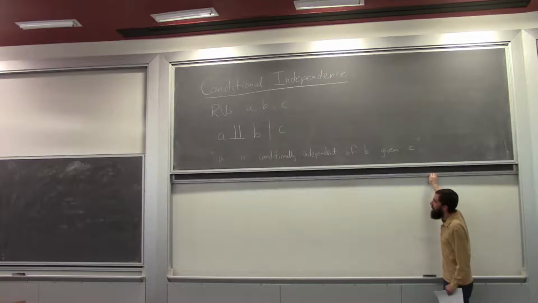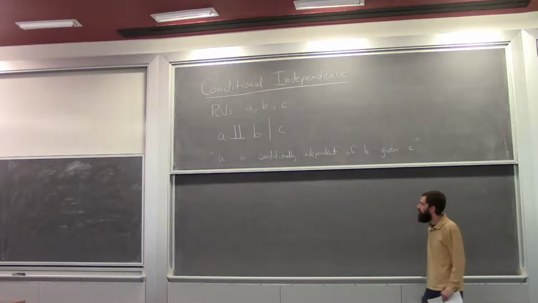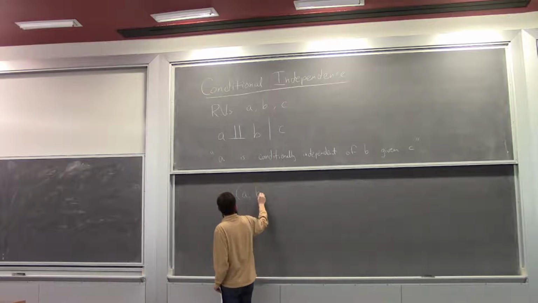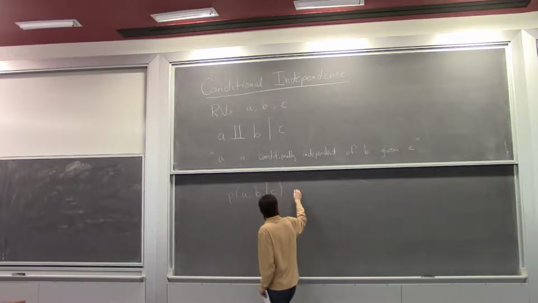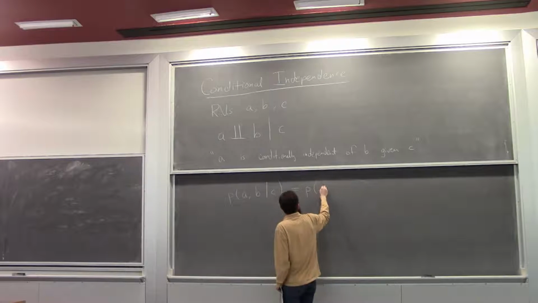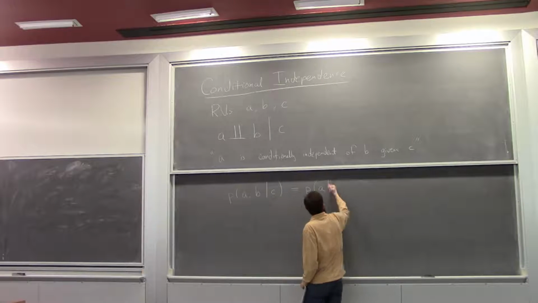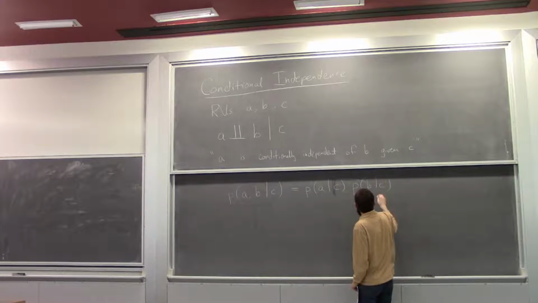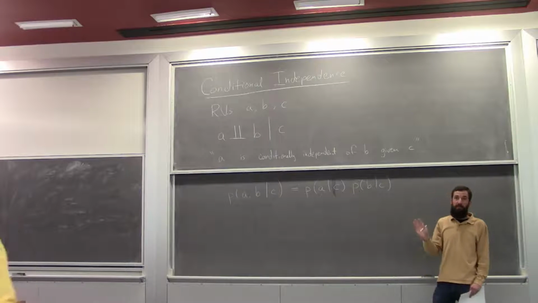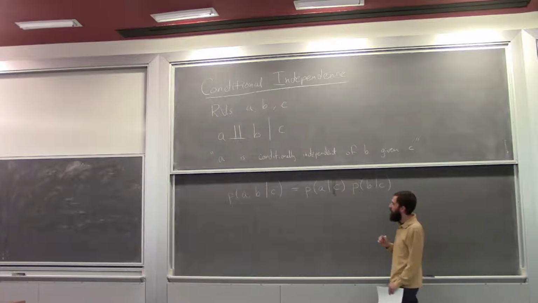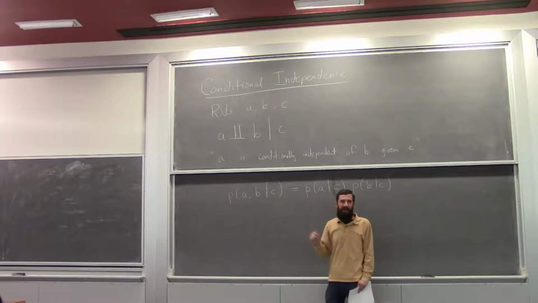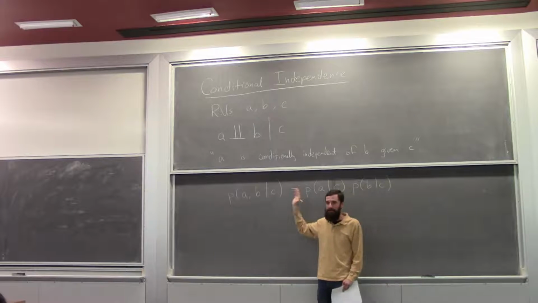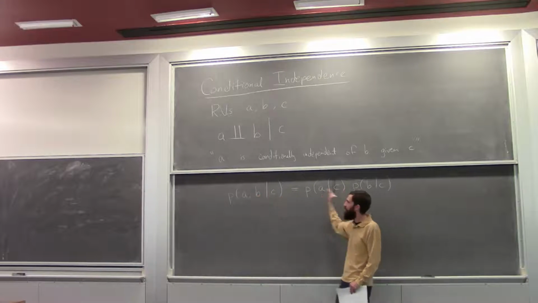Okay. And so what does this mean? This simply means that the joint probability of A and B given C factorizes as the probability of A given C times the probability of B given C. And again, I said probability, but depending on discrete or continuous, that might be a probability mass function if it's discrete, or a probability density function, which is not a probability in itself, if it's continuous.